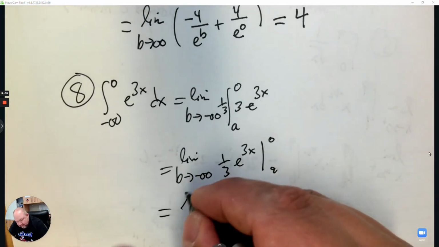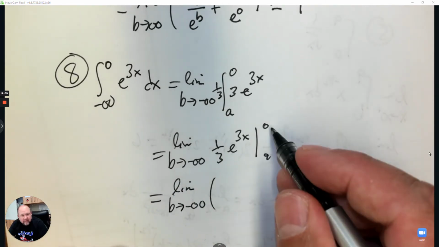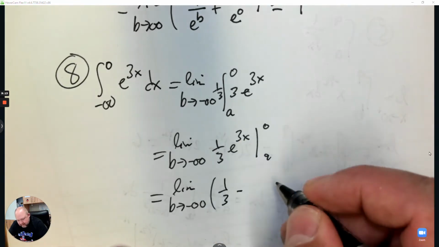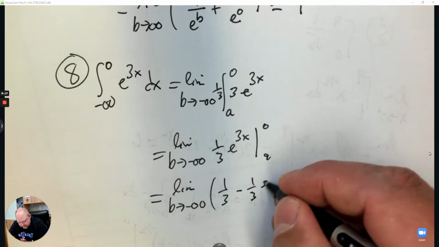And then we plug in, keep the limit notation until the end. Use parentheses. Plug in 0 first. E to the 0 is 1, so this is just 1/3. Subtract. Plug in a.